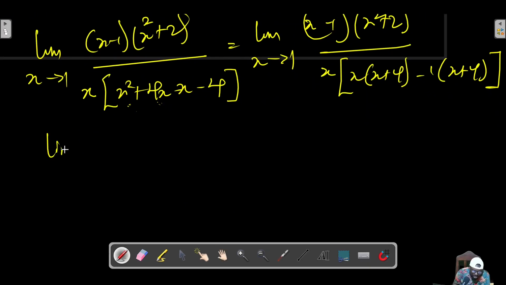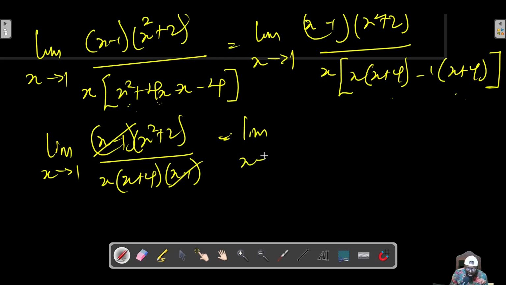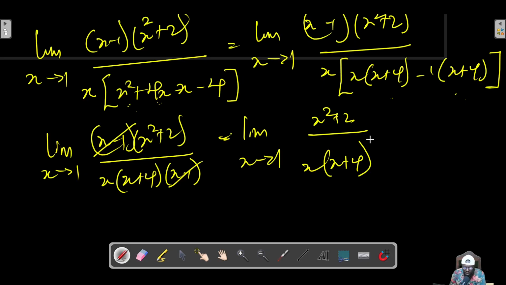So from here, what do we have? We have the limit as x is approaching 1 of the expression x minus 1 multiplying x squared plus 2, all over x multiplying. For these terms, we have x plus 4 as a common term. So we factorize x plus 4 out, leaving x minus 1 in parentheses. Realize x minus 1 can cancel x minus 1 here. We end up with the limit as x approaches 1 of the expression x squared plus 2 divided by x multiplying x plus 4 in parentheses.